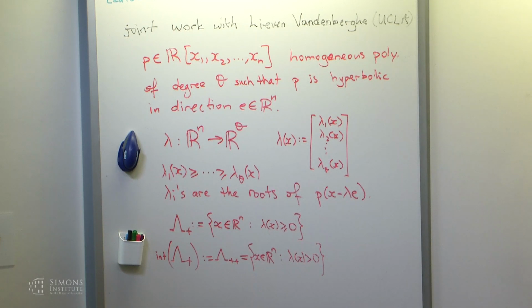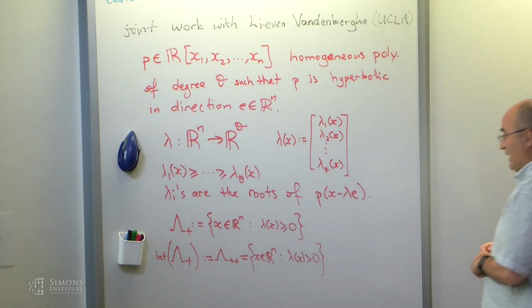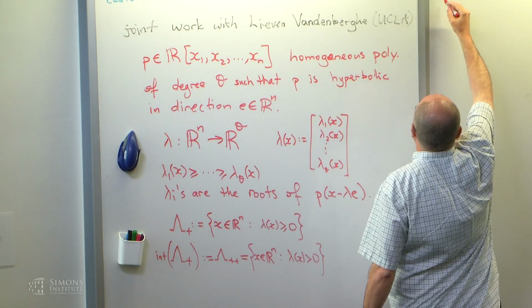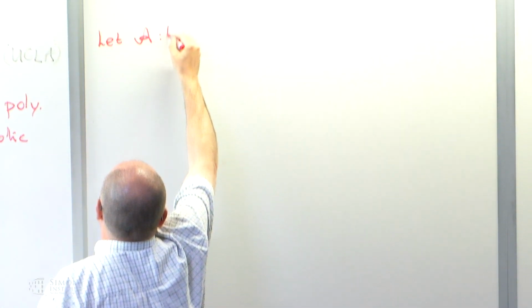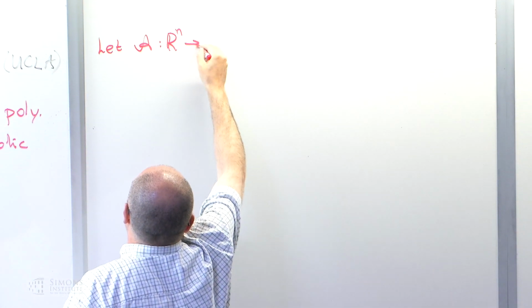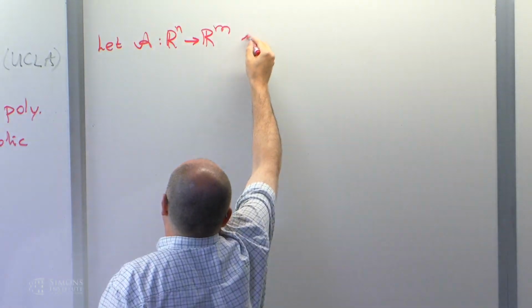So now we're going to move to these hyperbolic optimization problems. So we're going to say, okay, so let A be some linear map from R^n to R^m. So this is linear.